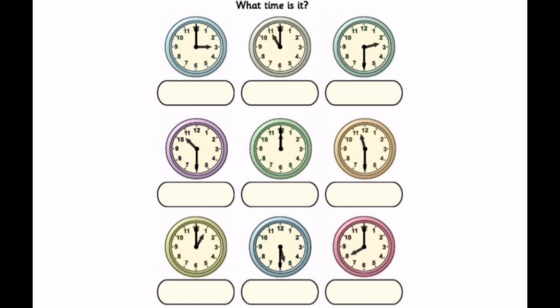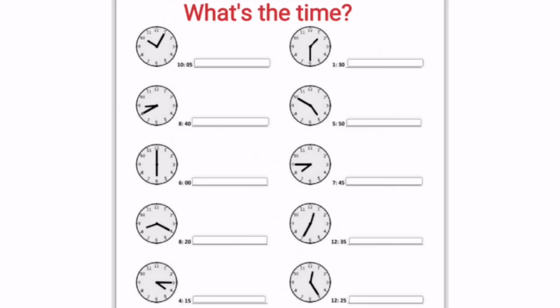Next exercise. What time is it? Here you have 9 clocks, and try to write below each of these clocks the right time. You can write it only in numbers. Now move on to the last exercise here. What's the time? Here you have 20 clocks, and you're going to try to write the exact time as we have seen in our lesson.